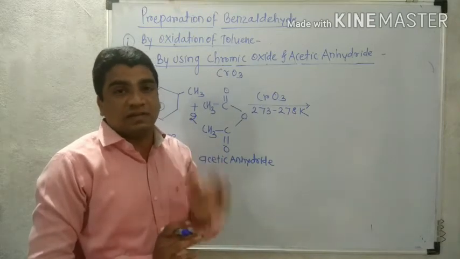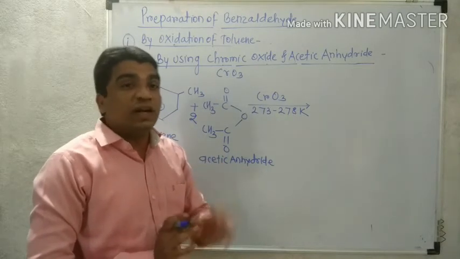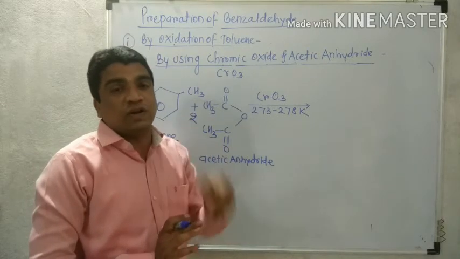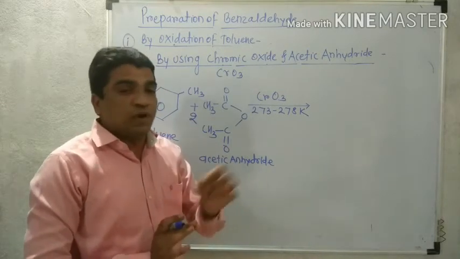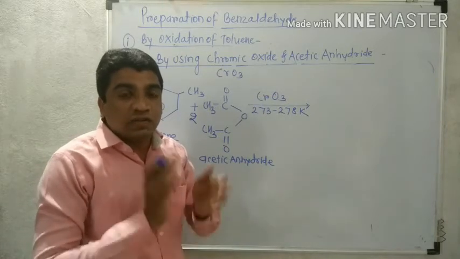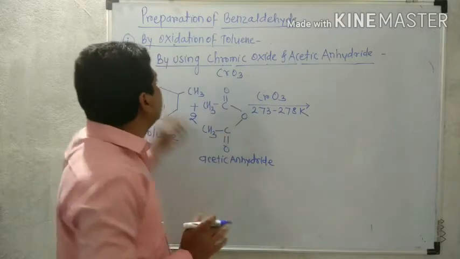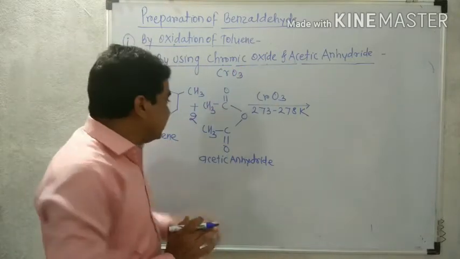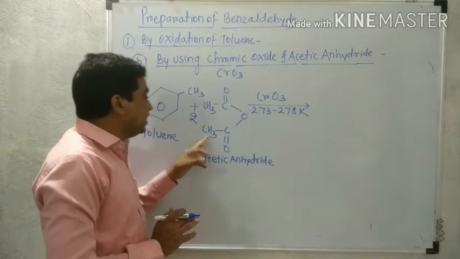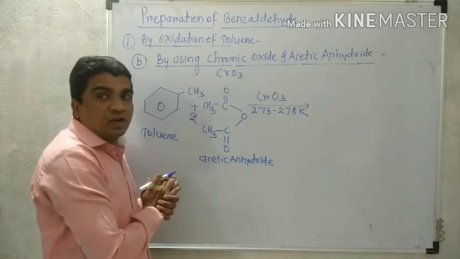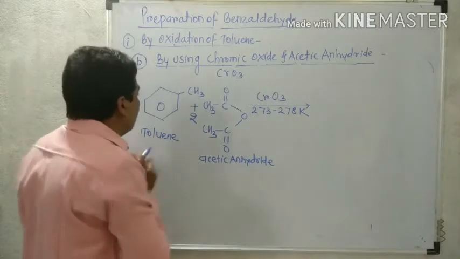There are three methods of oxidation of toluene. It means that when toluene is converted to benzaldehyde, there are three options of oxidation. First, we have already discussed the Etard reaction using chromyl chloride. Now the second reaction we are going to discuss uses chromic oxide and acetic anhydride. In this reaction, acetic anhydride reacts with toluene in the presence of chromic oxide, having formula CrO3.